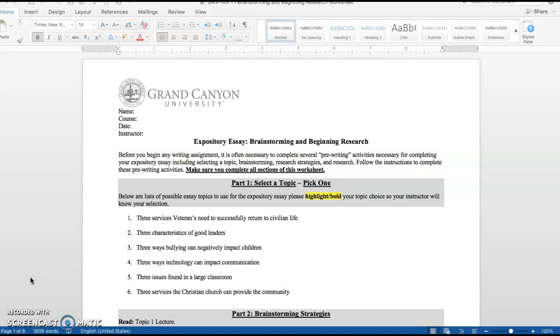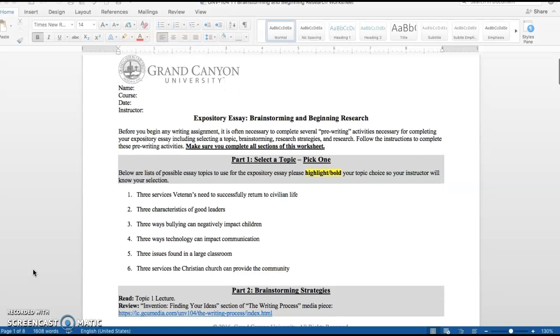You will also have an opportunity to get familiar with the GCU library and find some articles that you can use in the development of your topic throughout the writing process. The first step is going to ask you to identify your topic. Please pick a topic from this list that interests you.